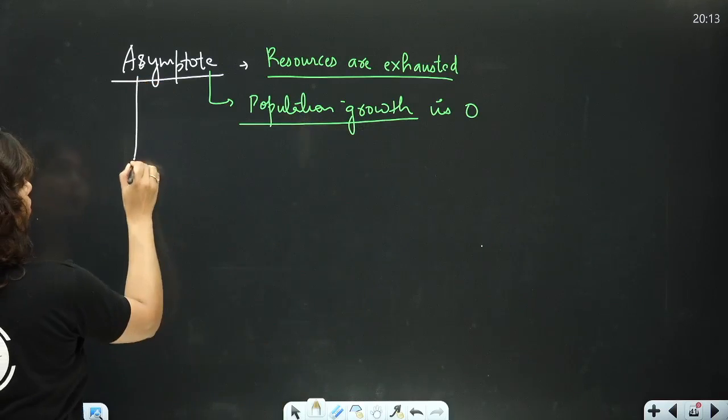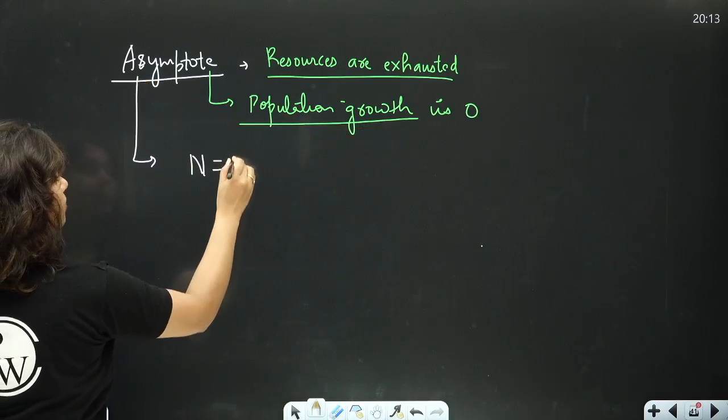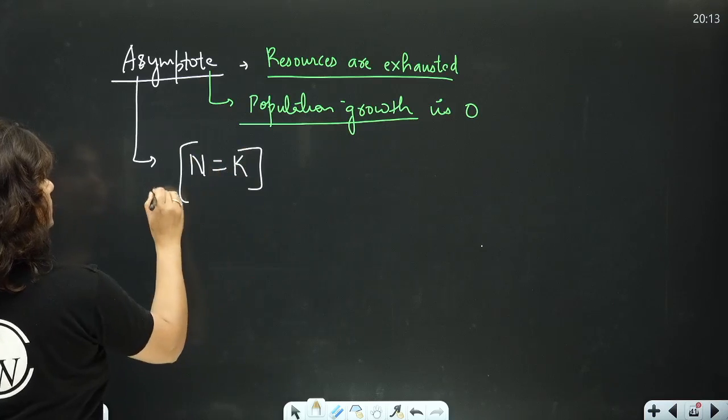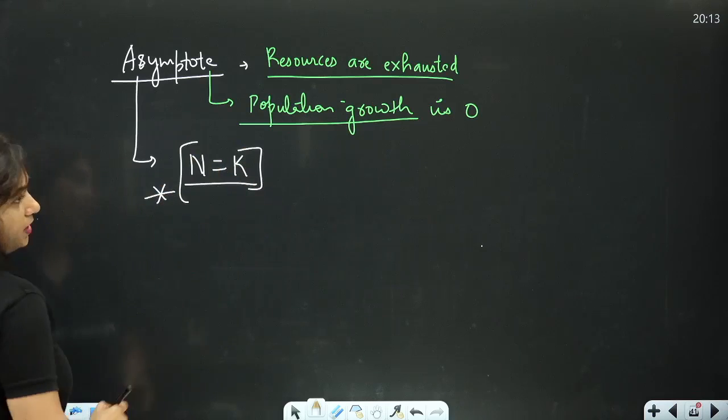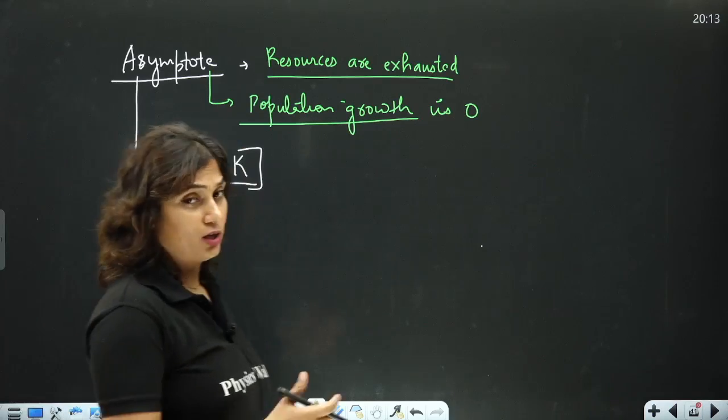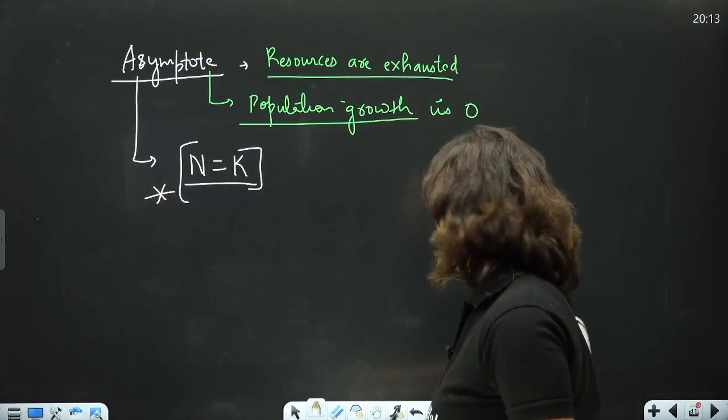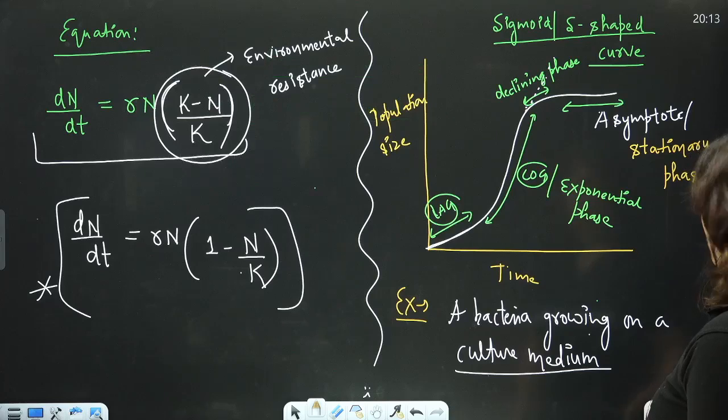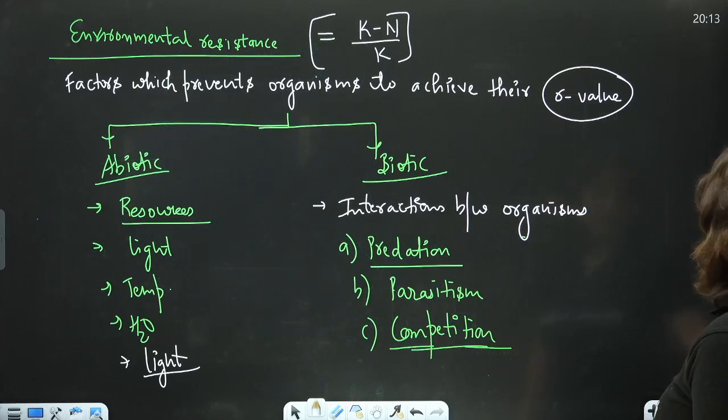So the asymptote phase is the phase where N has become equal to K. That means the number of individuals an ecosystem can support is already equal to N. Okay, so remember the equations, the graphs, and the examples.